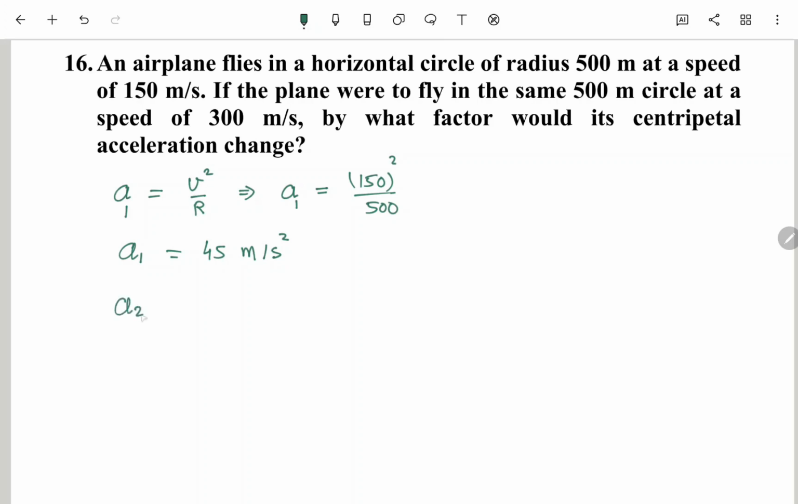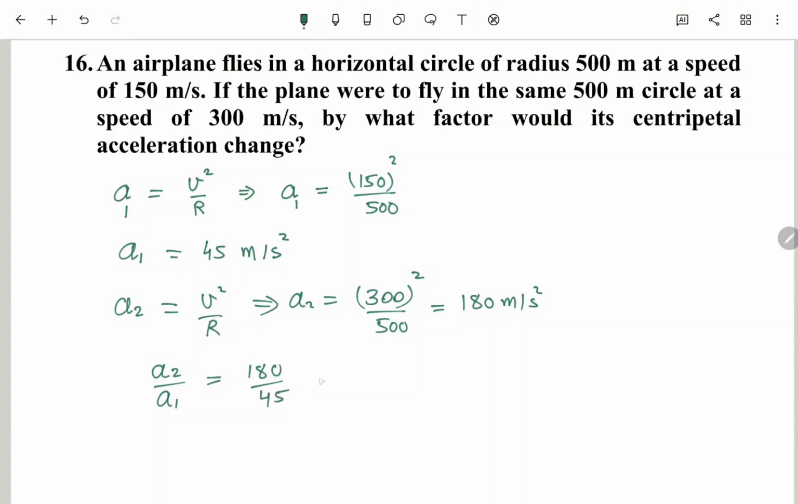Now a2, same rule, it's v squared over r, or a2 equal to 300 squared divided by 500 meters, since the speed is doubled, and it's equal to 180 meters per second squared. Now a2 with respect to a1 is equal to 180 divided by 45, and in this case a2 equals 4 a1, which means if the speed is doubled, the acceleration will become 4 times.